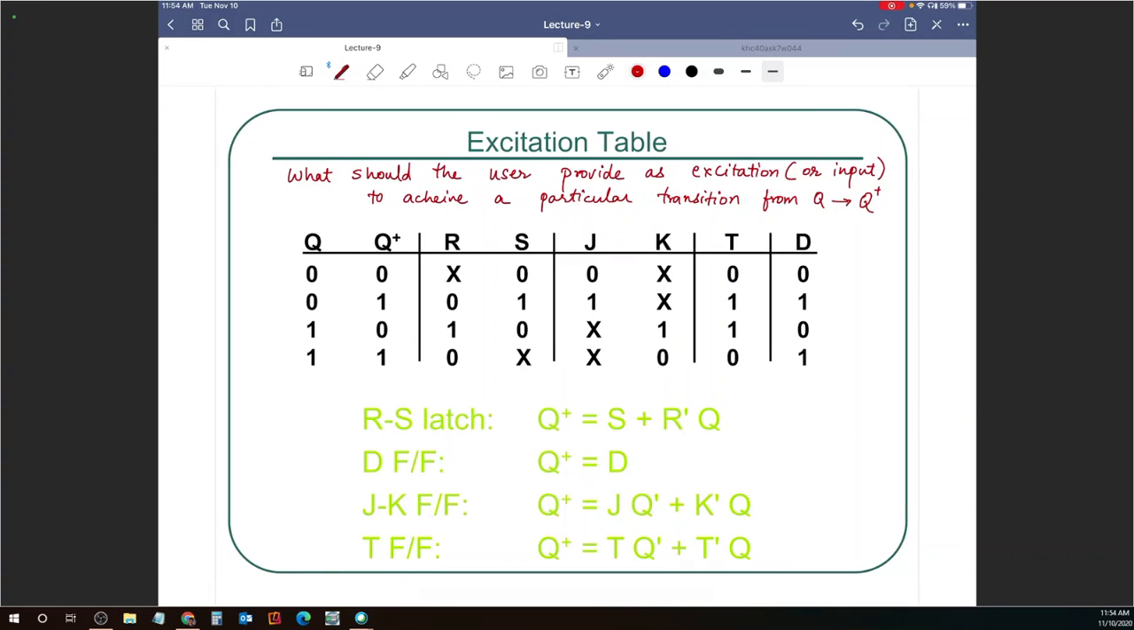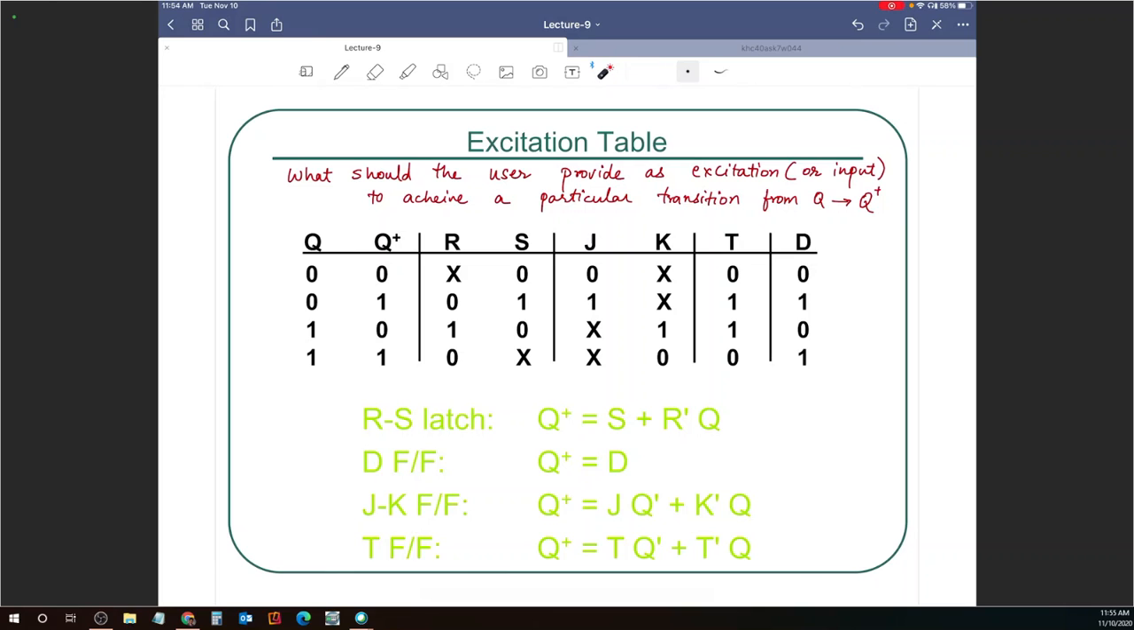These are excitation tables for SR, JK, T, and D. We actually derived them for JK, T, and D, but if you apply the same scheme for SR, you could also derive this. Again, there are excitation tables and the characteristic equations. These are just summary slides at the end. Okay, so this completes the conversation about flip-flops.